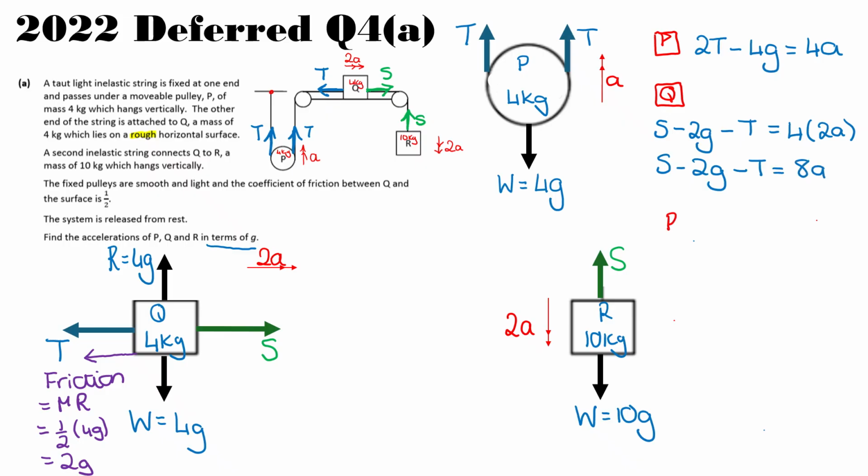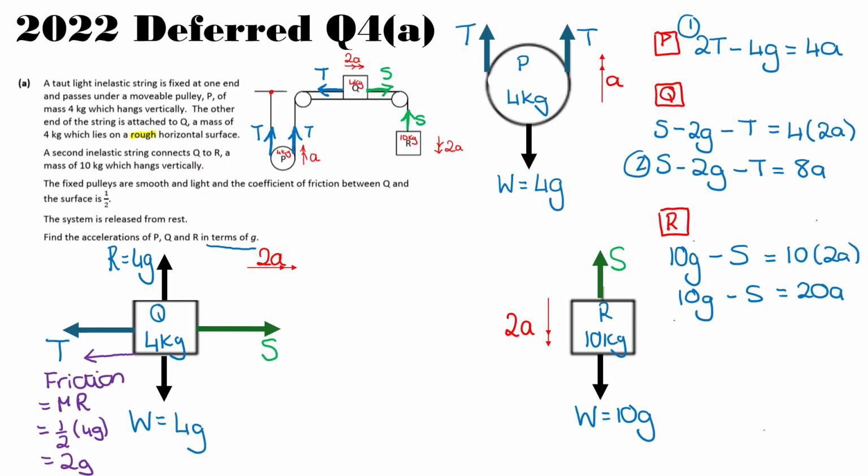And then finally, we have R. Again, R is moving downwards. So we're taking our 10g first as positive, minus our S, and that is mass times its acceleration, which is 2a. So that is 10g minus S equals 20a. Now, this is going to work out quite nicely for us. If we look at equation 1, equation 2, and equation 3, we can actually work all three together at once. Now, there's a very special reason why we're allowed to do this.